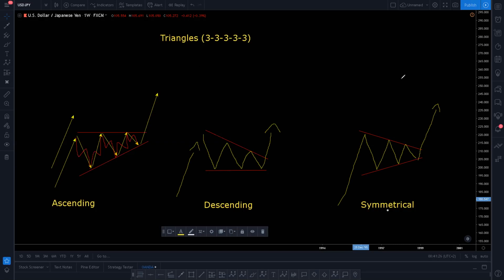In the beginning of the triangles, I said we have 6 variations. And by that, I meant that these corrections can form in reverse. Okay, the symmetrical can look like this. Okay, it can look like an expanding triangle. Same thing as the descending. Can start like this and expand. Same thing here. It can.